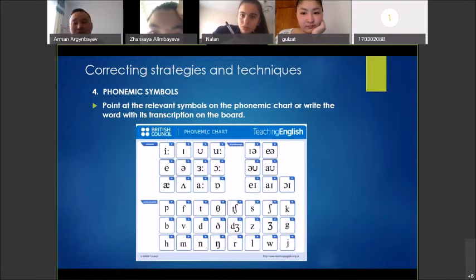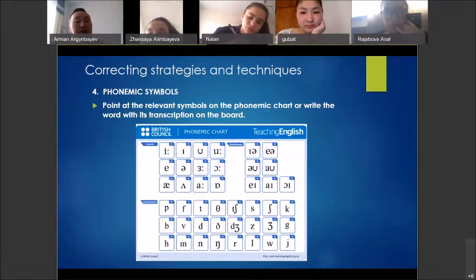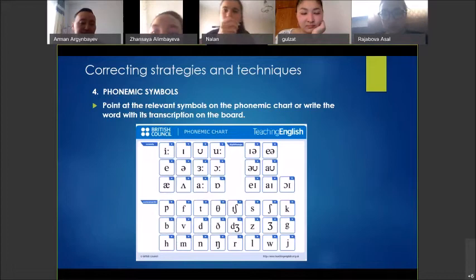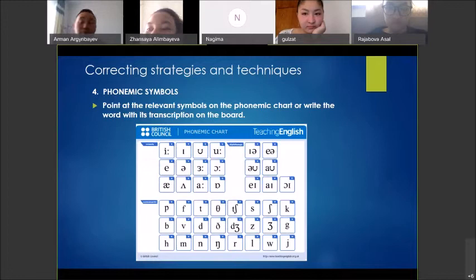So we should write the transcription of the word and explain, especially diphthongs, for example, air. And for example, the stressed a, cat. And the schwa sound, the computer. This is the schwa sound, not computer. So it's computer. You should demonstrate, right? So you should use phonemic symbols and modeling at the same time.